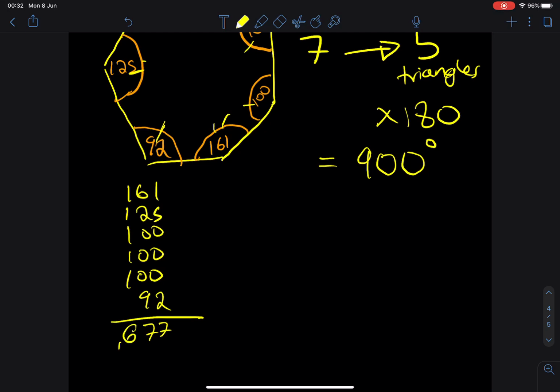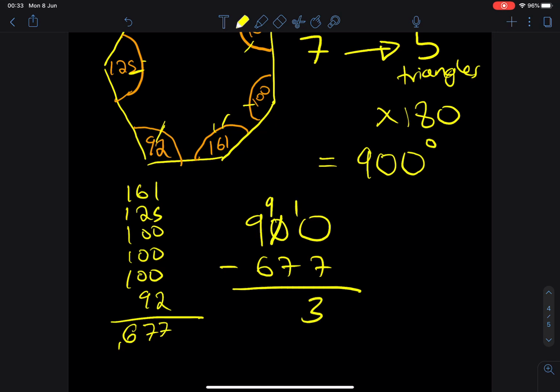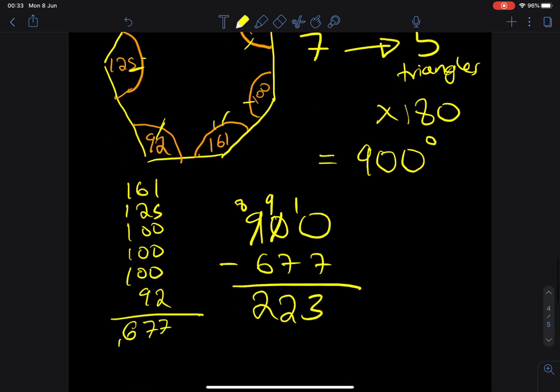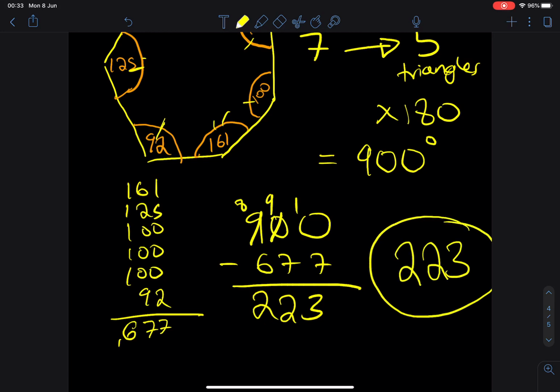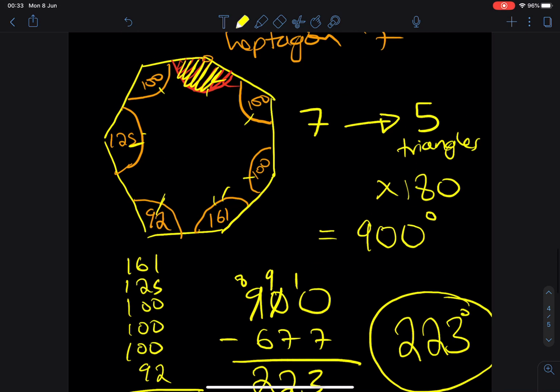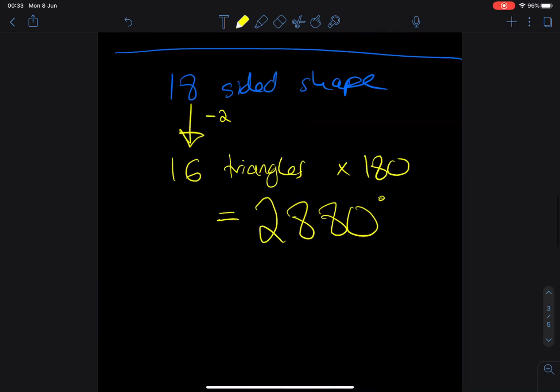If all of them add up to 900, 900 take away 677 is equal to, let's do it manually, 223 degrees. Obviously this is not drawn accurately, but according to this, my missing angle is 223 degrees. Okay, so I can use this in 2 ways.